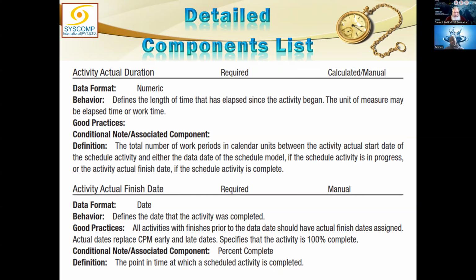Right? So there are no good practices mentioned, there are no conditions mentioned. The definition is a total number of work periods in calendar units between the activity actual start date of the scheduled activity and either the data date of the schedule model if the scheduled activity is in progress, or the actual finish date if the activity has been completed. For example, today is 15th of January, and this activity started on 3rd and completed on 13th, then its finish date would be counted, not today.